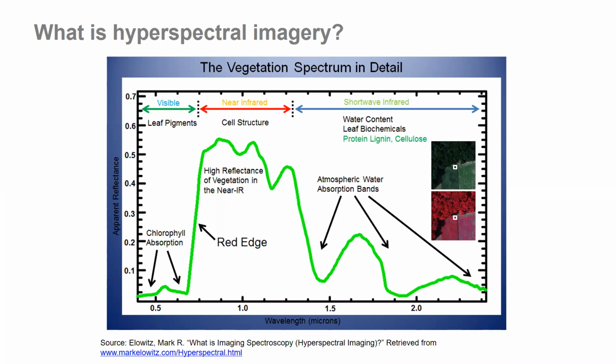Hyperspectral imagery has many more bands with wavelengths above the visible spectrum. Compared to the visible bands that cover 400 to 700 nanometers, the remainder of the spectrum goes from 700 nanometers to 2,500 nanometers. These invisible bands include the near-infrared band that can be used to characterize cell structure, and the shortwave infrared bands that can be used to distinguish water content in leaf biochemicals.